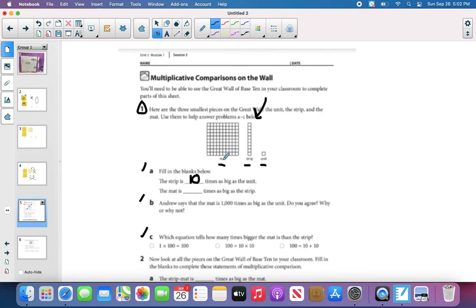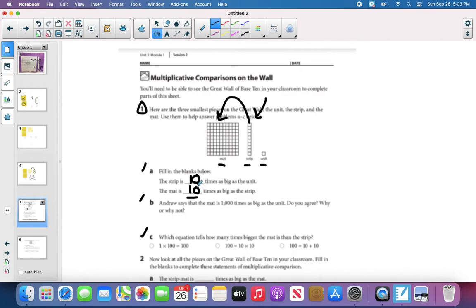How about the mat? The mat is blank times as big as the strip. So here, they're comparing a mat to the strip. So basically, how many strips does a mat take? Click pause. Welcome back. Did you fill it in? Did you put 10? If you did, you are correct.